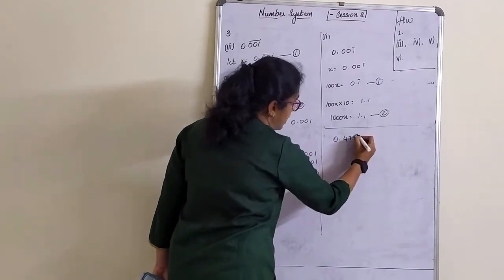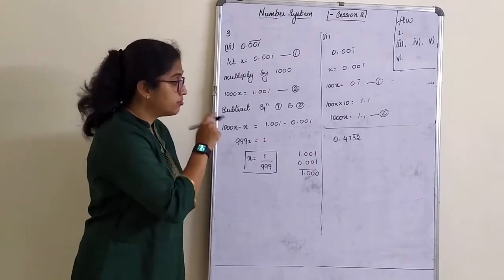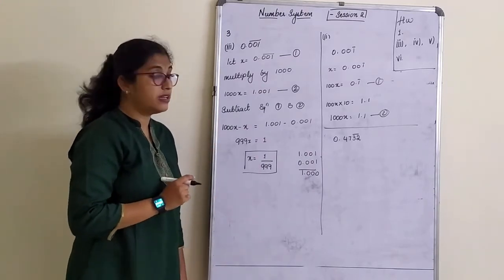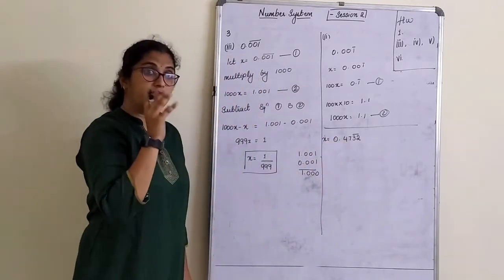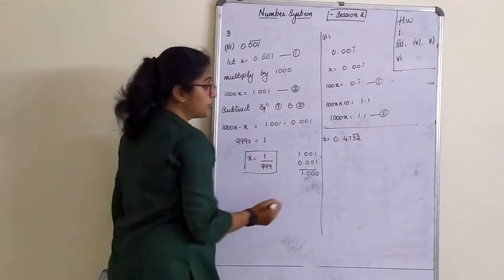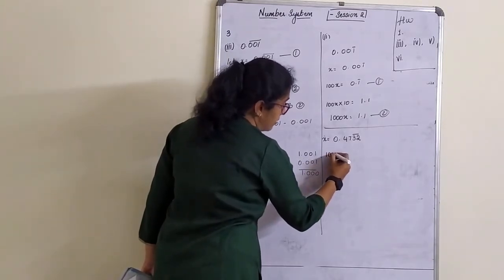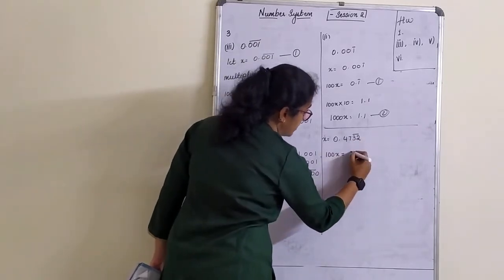0.4732 and the bar is here. So now first of all, to remove decimal, x is equal to, okay. Now decimal I can remove only 2 times, 2 places I can skip, bar later. So to remove decimal I have to multiply by 100. 100x is equal to, so what will happen here?